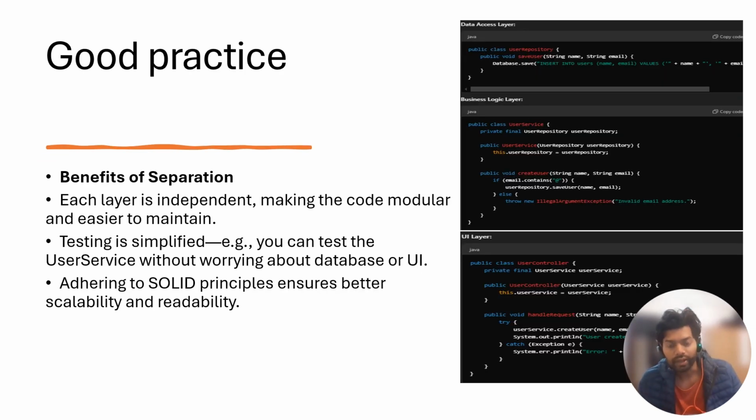Instead, we can follow such a structure. For saving data, we can have a separate class. For user services, for business logic, we can have one more class, and for the UI layer, we can have another. In this way, your code will look more readable, and you are going to adhere to the SOLID principles to ensure better scalability and readability. In future, if some UI component needs to be written, we can utilize this UI layer, right?